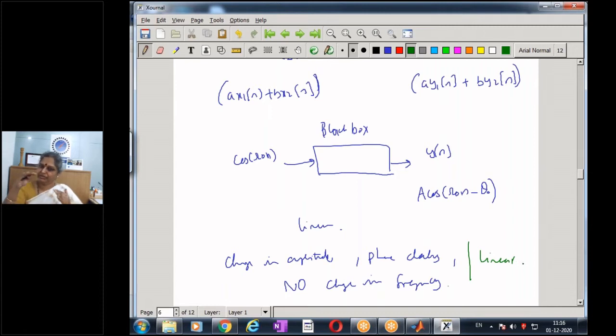I cannot have amplitude clipping of my sine wave, or a change in frequency. I can have some delay, I can have an increase or decrease in amplitude, that is fine, there can be a phase change, but definitely no change in frequency. Once I am able to observe this, I immediately conclude that the system is linear.